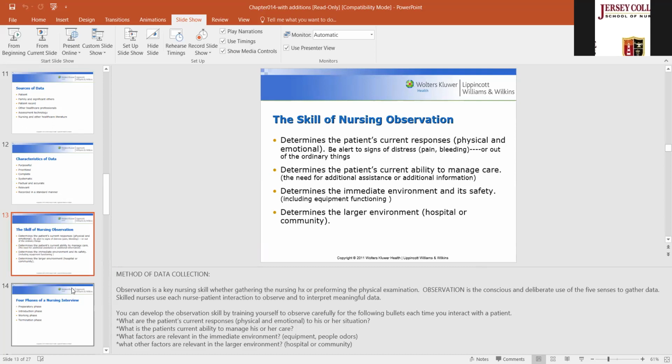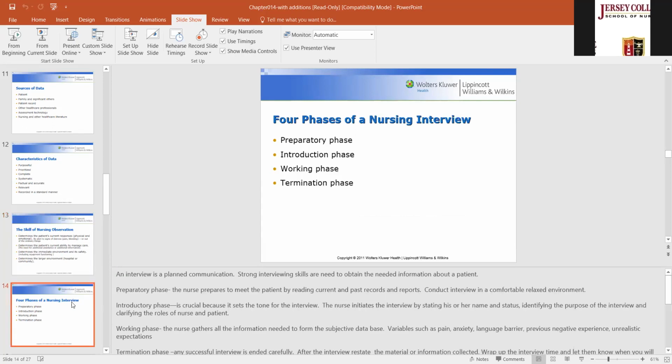All right, other things, the phases of the nursing interview. So the preparatory phase, okay? In this, we're getting our stuff together. We're reading the chart. We're reviewing the patient. You want to know these steps. You'll probably be tested on them. So in the preparatory phase, we're getting those interview skills ready. We're conducting the interview. We're comfortable. We're relaxed. We're setting up the environment.